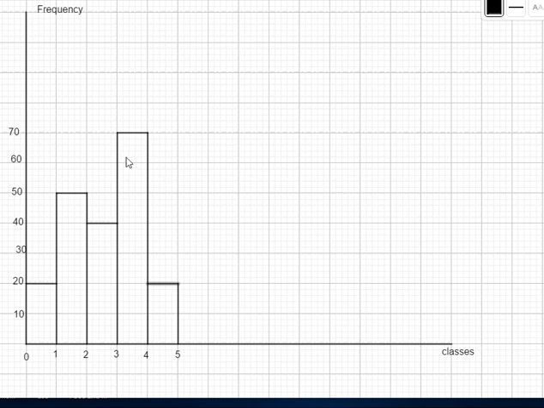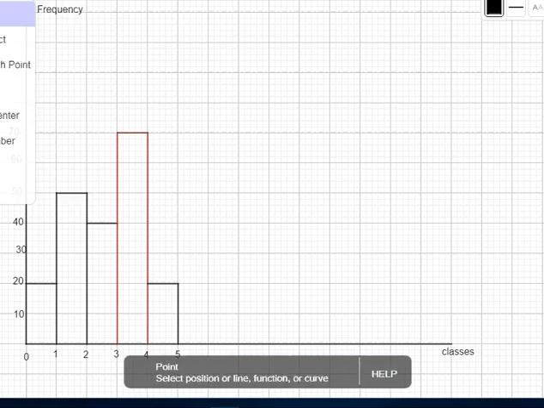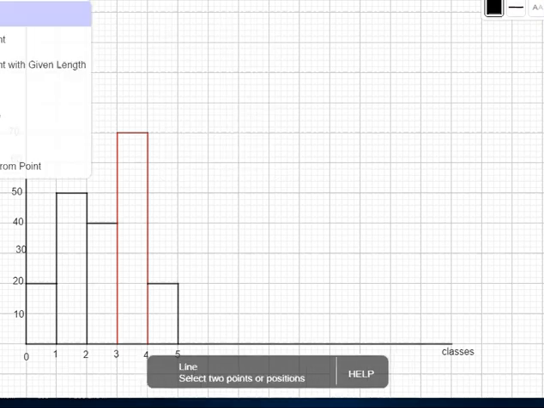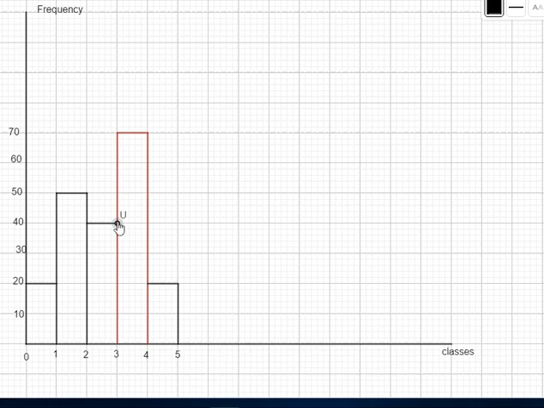So you look first at your modal class. Okay, I highlighted it in red. So this is my modal class. It was 3 4. It's clear that it has the highest frequency, so this is my modal class. Then what you have to do is to join the vertices of this modal class. So you have to draw a segment. So we have this vertex here, and you connect it to the opposite vertex of your rectangle.